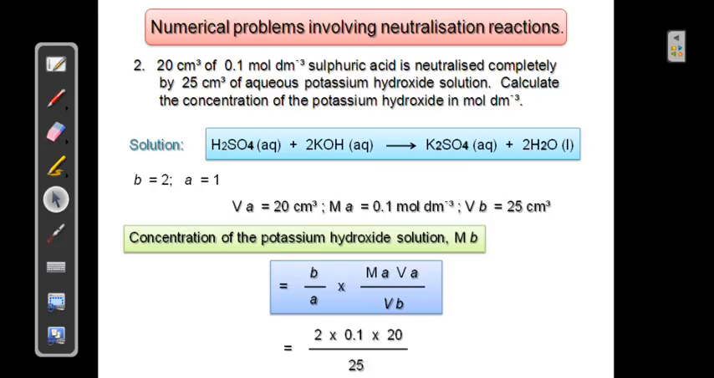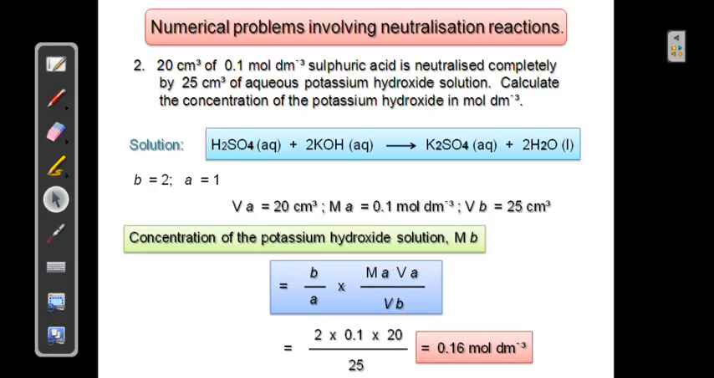So your answer is 0.16 mole per cubic decimeter. That is how much you require. That is the molarity, or the concentration, of the potassium hydroxide needed to neutralize this 20 cubic centimeter of sulfuric acid per 0.1 mole per cubic decimeter. That's what the whole thing is all about. Okay, I hope this is not confusing at all.